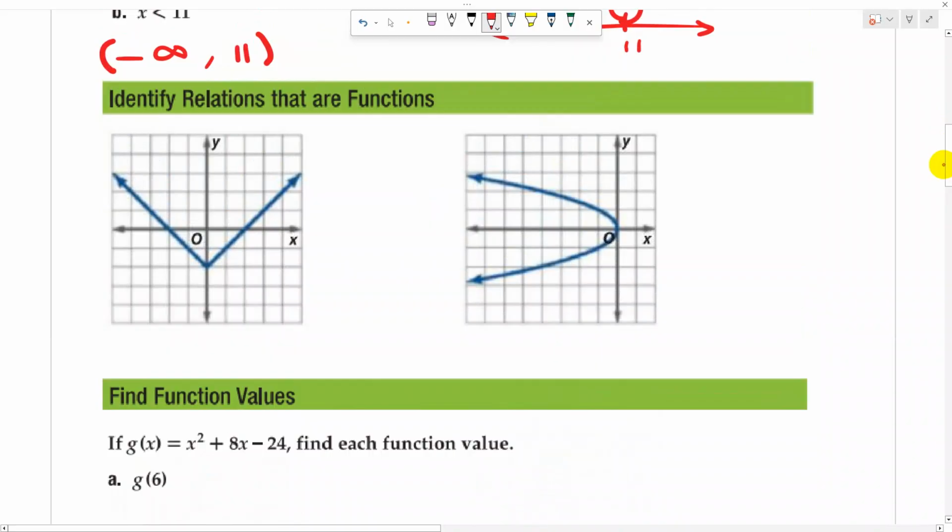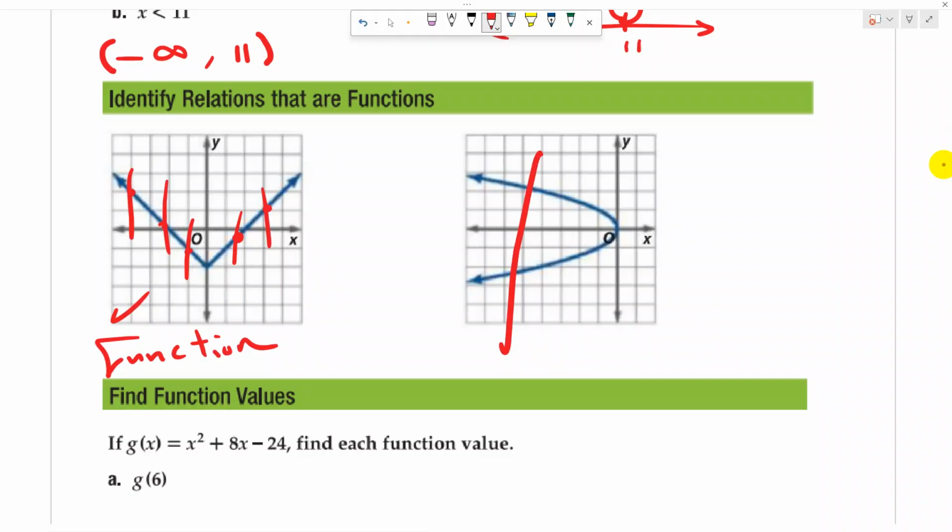Next, we need to identify relations that are functions from the graphs. If you have any graph, you will just use VLT, the vertical line test. So for each vertical line, if it intersects your graph in only one point, like in this example, any vertical line intersects the graph in only one point, so it's a function. So this one is a function. But if you have a graph like this, if you intersect it with one vertical line and you find the intersection is 2 points, so it's not a function.